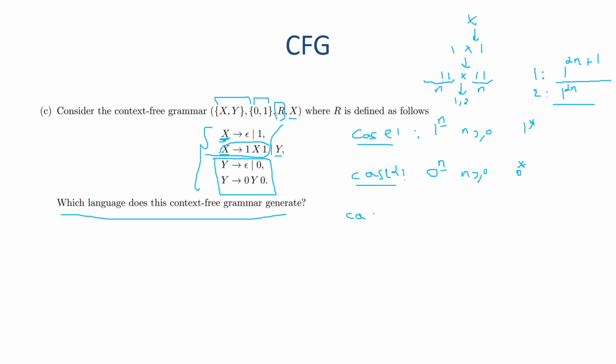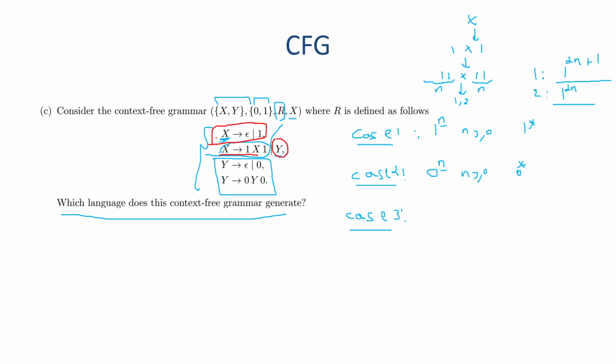Finally, case 3, it's when it's actually being mixed. But again, if we notice, this rule is terminating. So if I reach this rule, my string ends, so I have to use this rule to get some 1s. Then I go to y, and when I go to y, I can't come back.